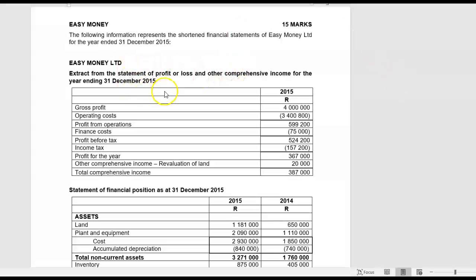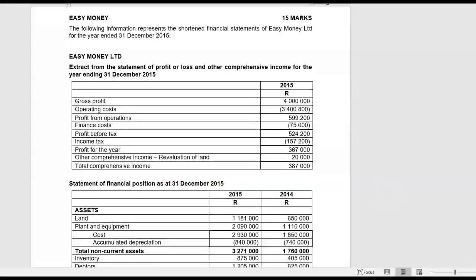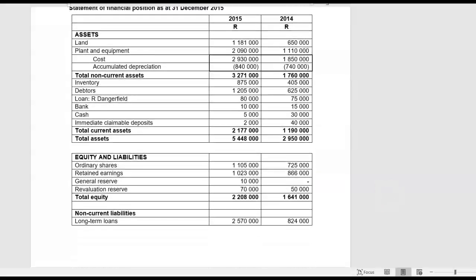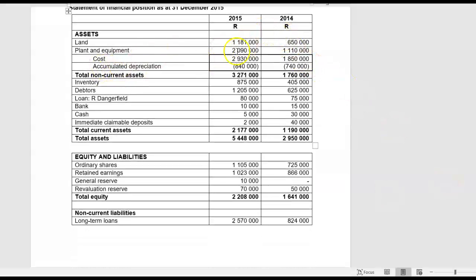They give you an extract of the statement of profit and loss and other comprehensive income for the year ended 31 December 2015. They have normal stuff: gross profit, operating cost, finance cost, profit before tax, income tax, profit for the year. Other comprehensive income is revaluation of land and total comprehensive income. Then the statement of financial position, land. There's an increase, but you will see that it's not actually required that we do the investing activities in this question. So be careful in what you're going to do in your answer.